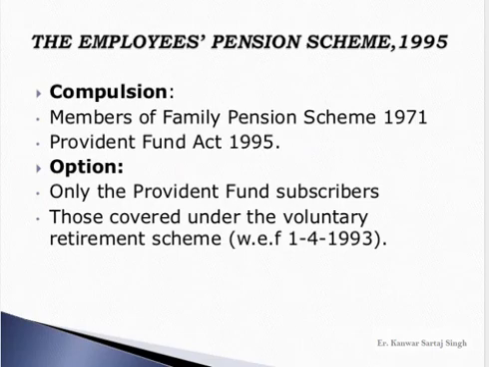The Employees Pension Scheme 1995 includes the compulsory part: members of Family Pension Scheme 1971 and Provident Fund Act 1995. The optional part is only the Provident Fund subscribers, those covered under the Voluntary Retirement Scheme with effect from 1 April 1993. So the topic of today is Family Pension Scheme 1971, and this comes under Employees Pension Scheme 1995.